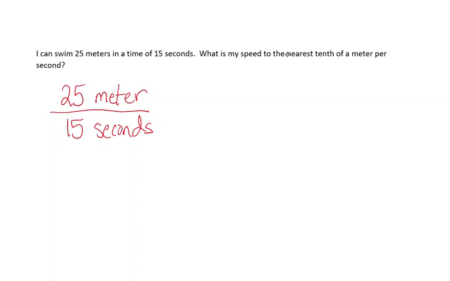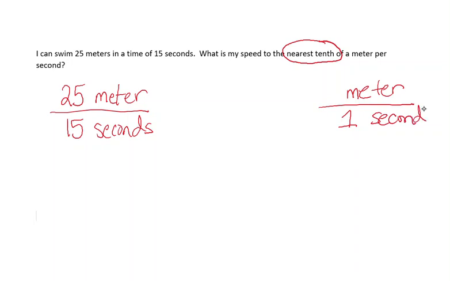Then they ask me, what is my speed to the nearest tenth? Always want to pay attention to that because that tells you how you're going to round your final answer. Of a meter per second. Meter per second means I want my final answer to be a number of meters per second, which is per 1 second. So I want my denominator to be 1 second.